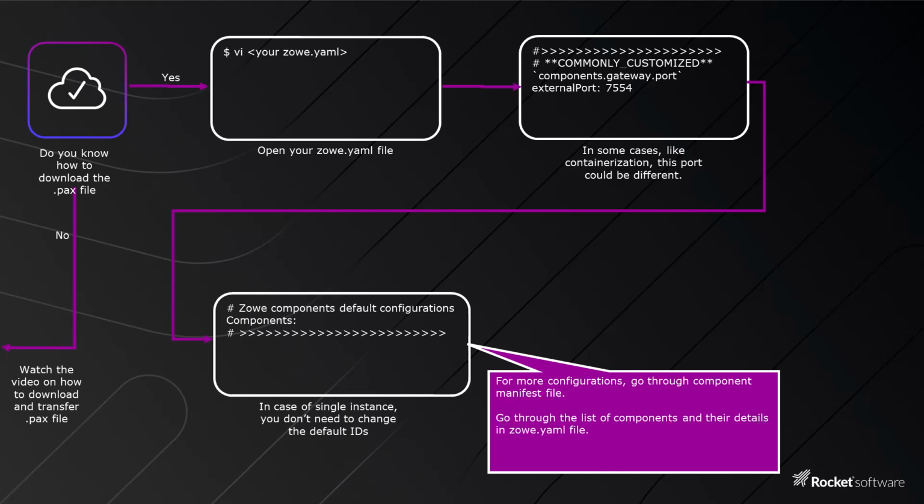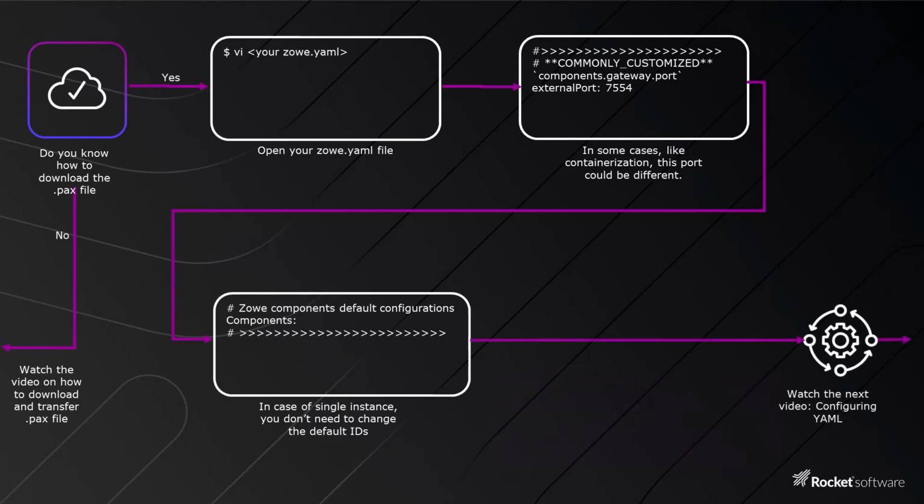More configurations for each component are available in the component manifest file. You can go through the list of components and the details in the zowe.yaml file. Also check each component documentation for more configuration options. Watch our next video on how to configure zowe.yaml.